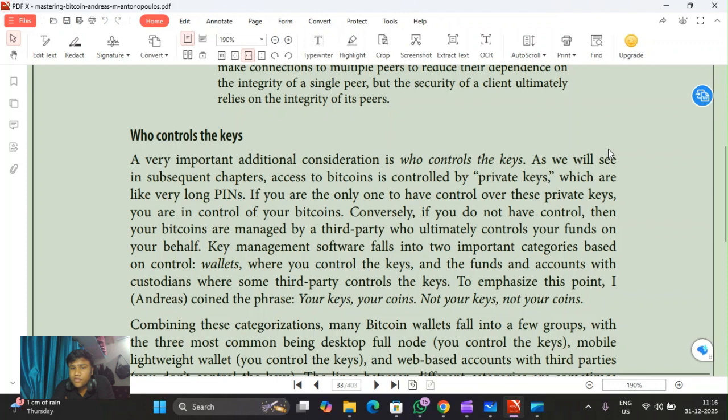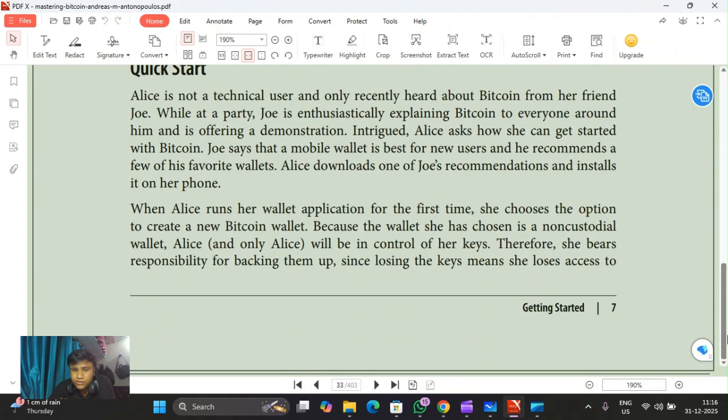Key management software falls into two important categories based on wallet control. You can read it if you want. So let's discuss our topic.